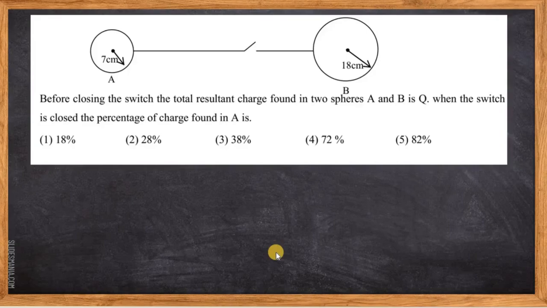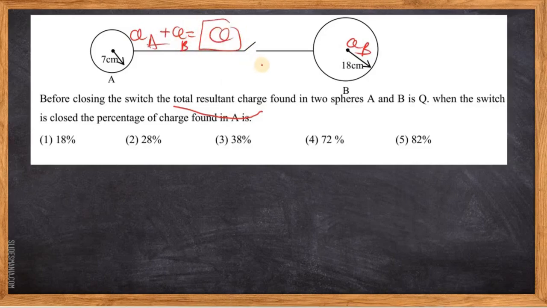Alright, let's read the question first. Before closing the switch, the total resultant charge found in two spheres A and B is Q. When the switch is closed, what is the percentage of charge found in A? Total resultant charge means once we add these two charges QA and QB, the total value should be equal to Q.